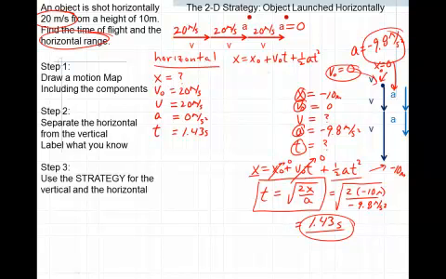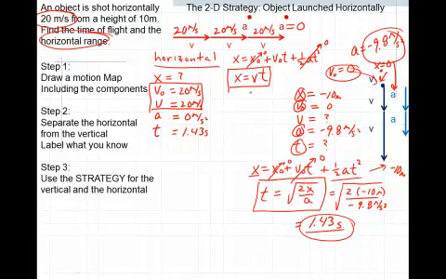We know that the initial position is going to be 0. The acceleration we know to be 0. The initial and final velocity are both 20 meters per second. So really this equation just becomes x is equal to vt, because the horizontal velocity is a constant. This is the equation for average velocity or constant velocity.